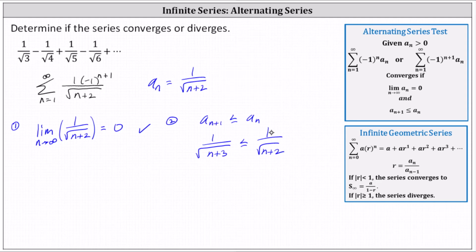When comparing two fractions with a numerator of 1, the fraction with the larger denominator will always be less than the fraction with the smaller denominator. And notice the square root of n plus 3 is greater than the square root of n plus 2, and therefore 1 divided by the square root of the quantity n plus 3 will always be less than or equal to 1 divided by the square root of the quantity n plus 2. The second condition has been met. The series converges by the alternating series test.